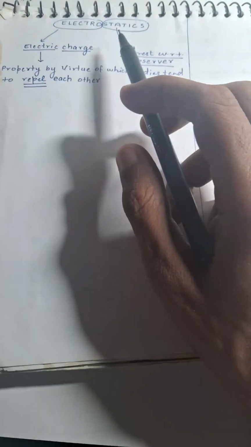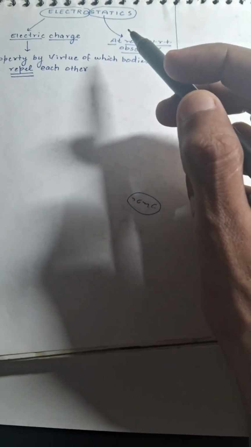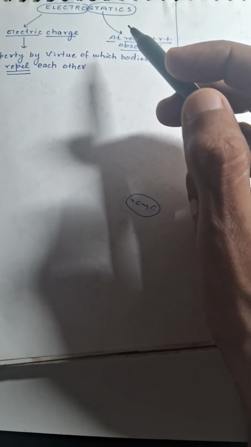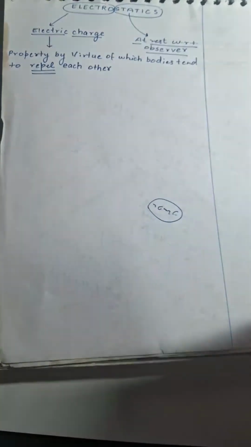Now there is another discussion video on the concept of electrostatics. Electrostatics is about electric charge at rest with respect to the observer. So electrostatics is about all the observations made by an observer according to whom the charge is at rest. Coming to electric charge, it is something by virtue of which bodies tend to repel each other.